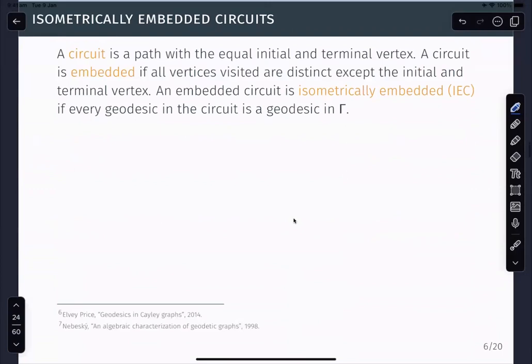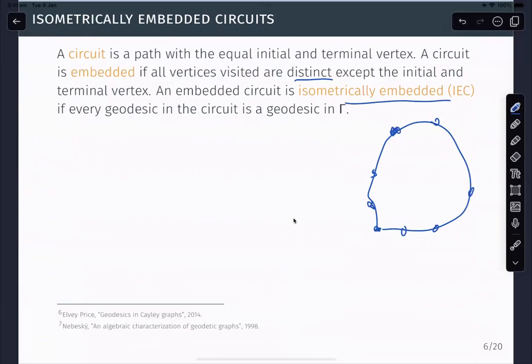So here's a few definitions. A circuit, just so everyone's on the same page, is just a path with the same initial and final vertex. The circuit is embedded if all the vertices are distinct, except the first and last. And then you're isometrically embedded, an IEC, if the shortest distance from one vertex to another vertex on the cycle is actually to go around the cycle. Or there could be another path in a non-geodetic graph.